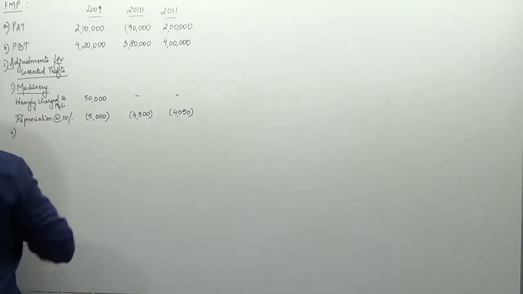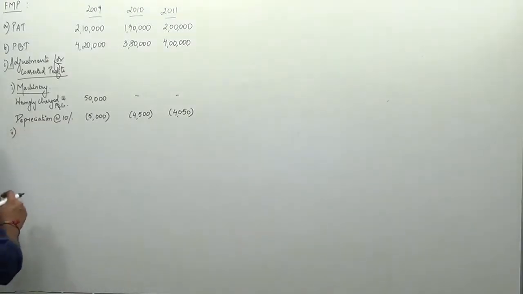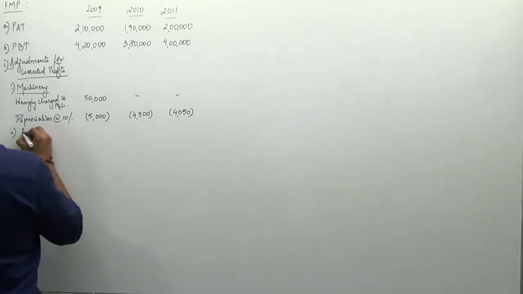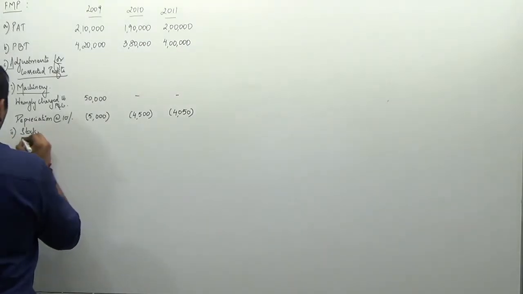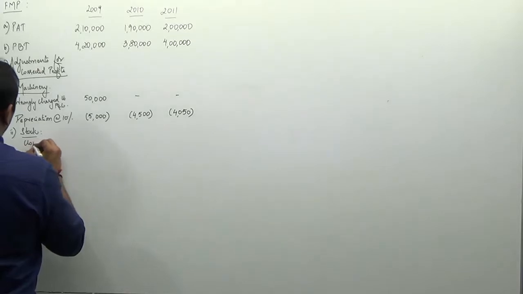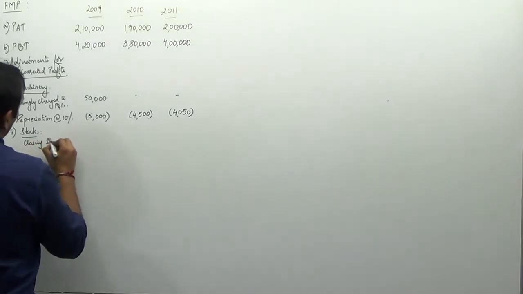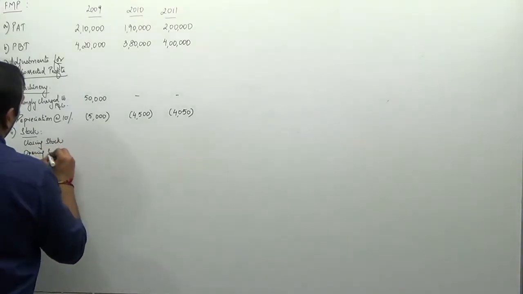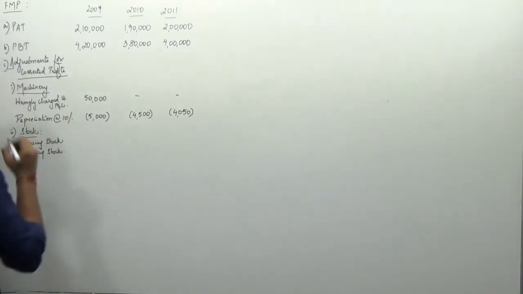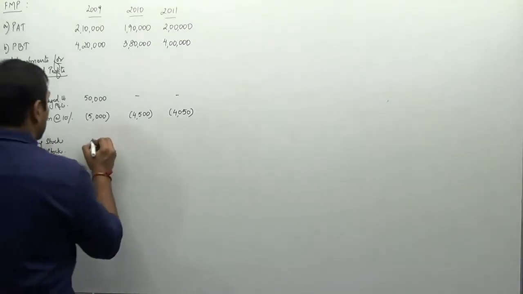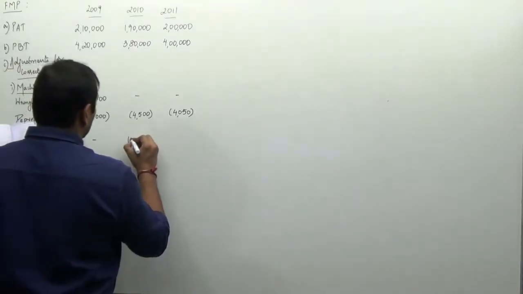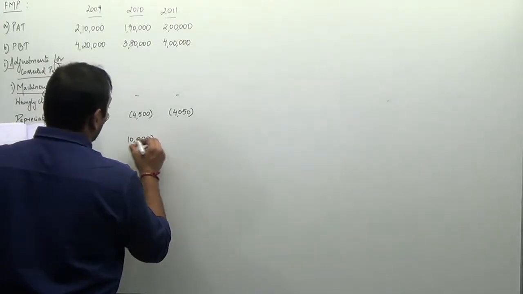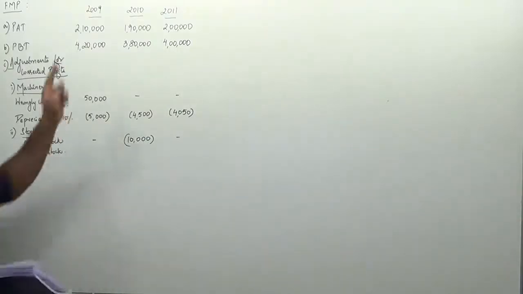Second adjustment. Read the second point. Second point is regarding stock. Whenever I have a stock adjustment, I need to split it between closing stock and opening stock. Stock is overvalued by 10,000 in 2010. That means I have to reduce the closing stock. When I reduce the value of closing stock, automatically my profits also get reduced. It's only for the year 2010.